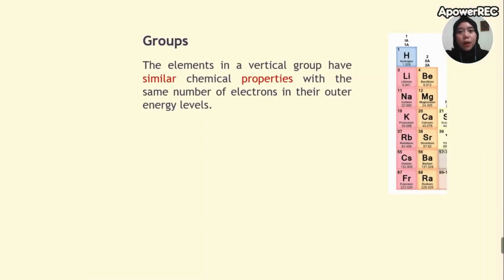So as we can see here, this is the vertical column of the periodic table, right? These vertical columns contain similar chemical properties, with the same number of electrons in their outer energy levels. So from here to here, they have the same characteristics or the same chemical properties.